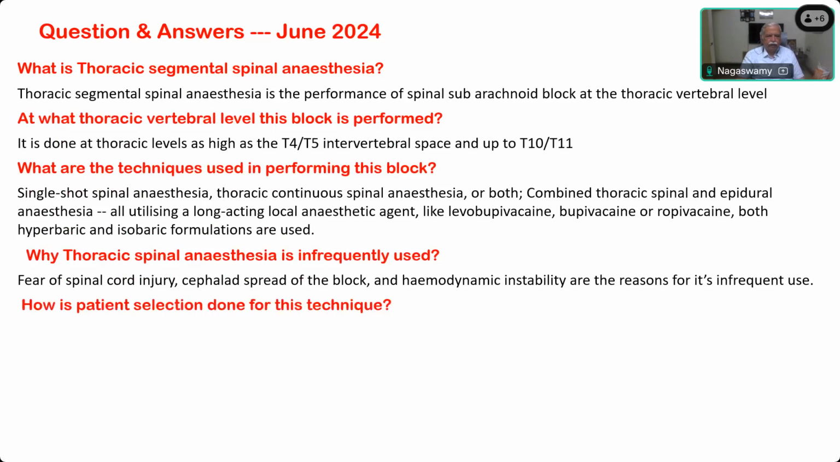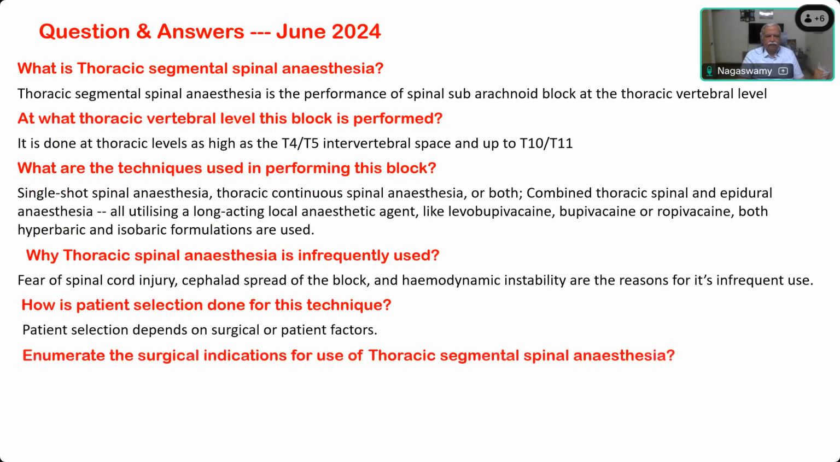infrequent use. How is patient selection done for this technique? Should not have any cardiopulmonary abnormalities. So usually this is done for patients with very poor respiratory reserve. Okay, so it is the technique which is recommended based on surgical and patient factors, and they enumerate the surgical indications. What are the surgeries that can be done using this technique of thoracic segmental spinal?